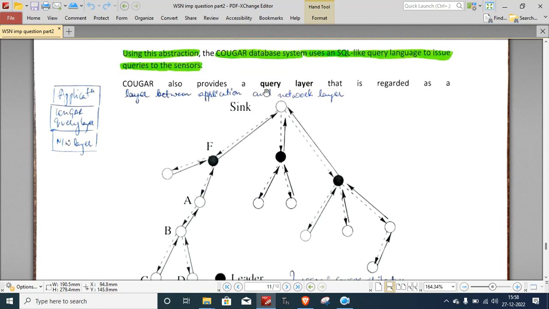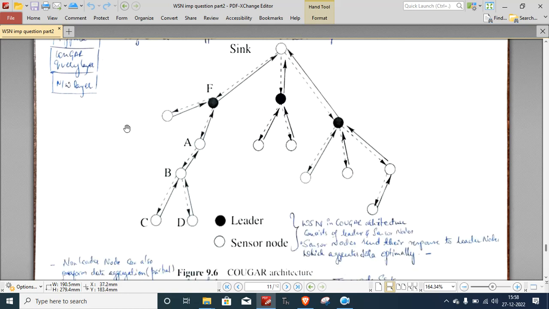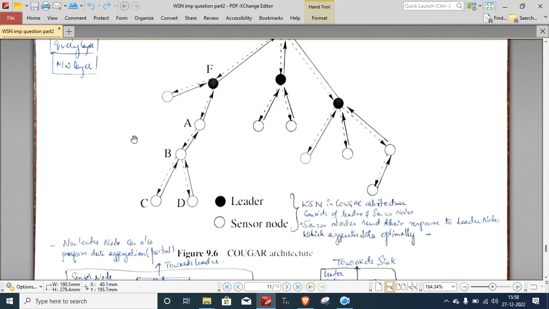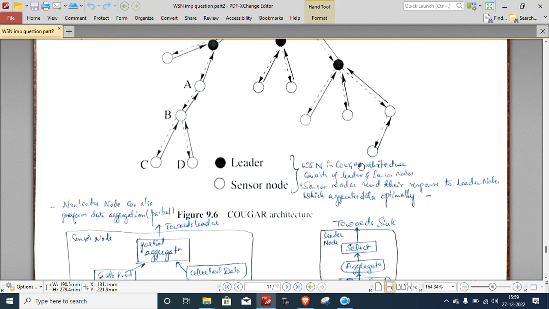COUGAR also provides a query layer that is regarded as between the application and network layer. So we have this application layer and network layer, and in between, COUGAR implements its own query layer. So again here we have this sensor node and leader nodes. A wireless sensor network in COUGAR architecture consists of leader and sensor nodes. Sensor nodes send their response to leader nodes, which aggregate data optimally.